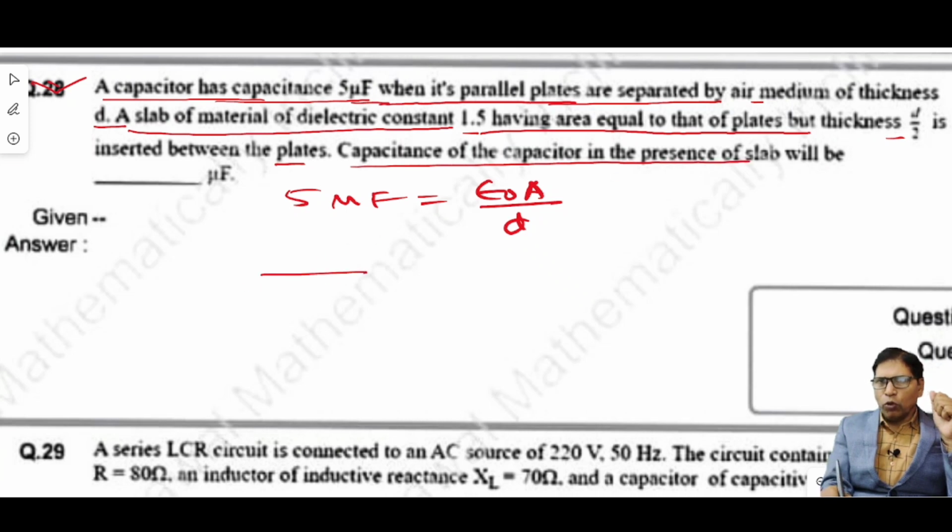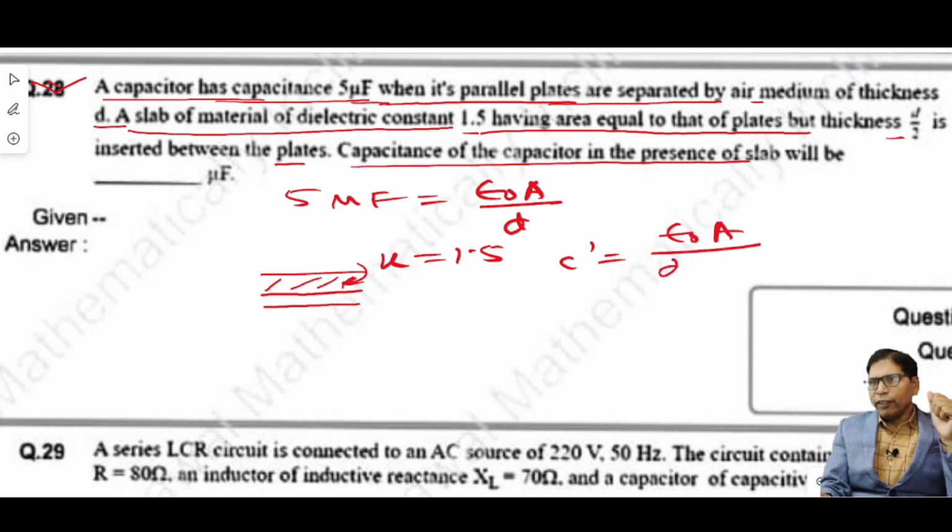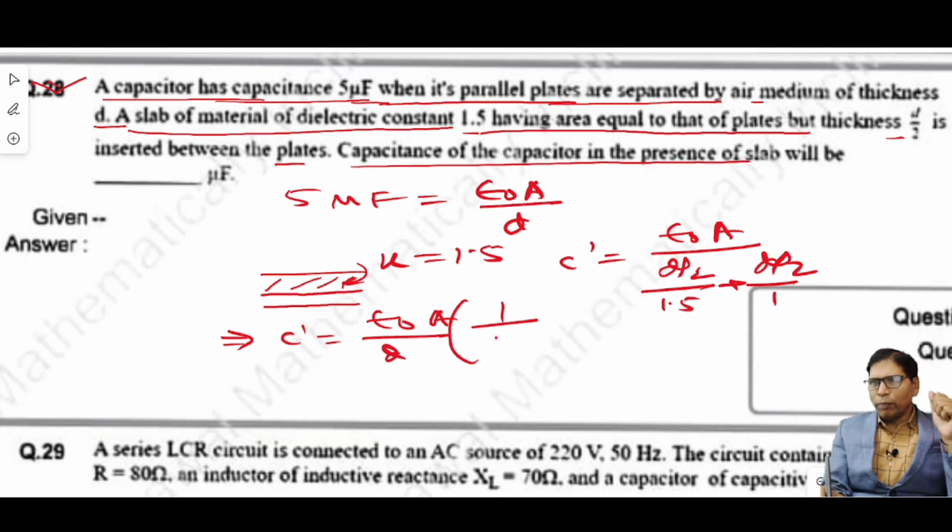Now look at this. Suppose this is a parallel plate capacitor. Half portion is filled by the slab of dielectric constant K equal to 1.5. Now this is the C dash. This is epsilon naught A divided by d by 2 by 1.5 plus d by 2, this is the air medium. So look at this here, C dash equals epsilon naught A by d into 1 by 1/3 plus 1 by 2.